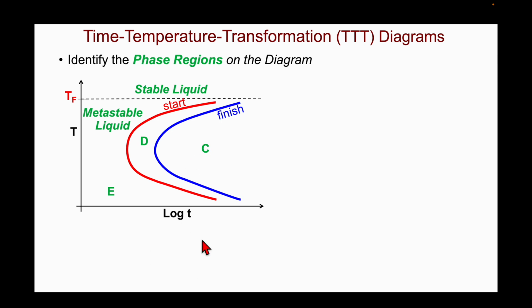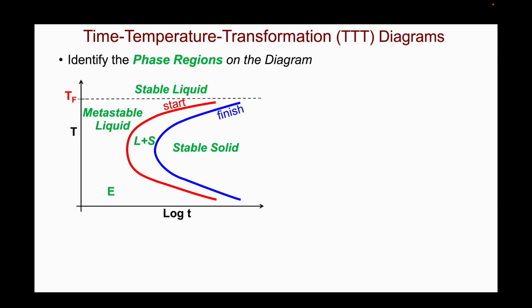Area C, this is the region where the growth is complete, the transformation to the stable solid phase is finished. Area D, between the start and finish curves, is where the solid grains are growing and both liquid and solid are present. What about region E?